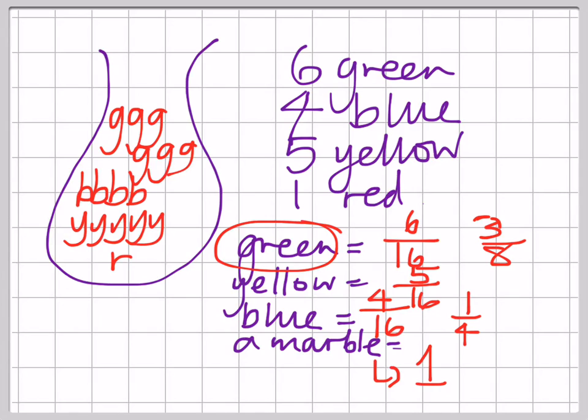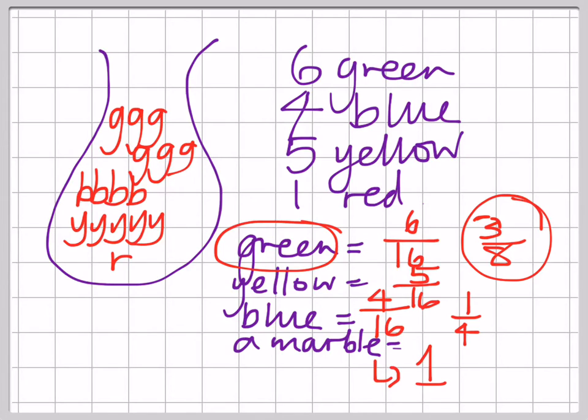The only time when this becomes slightly complicated is if you're asked to take a marble out of the bag and then not replace it and take another one. So initially we've got 16 marbles in the bag. Let's say we're asked to pull out a green, and that gives us 6/16 or 3/8.